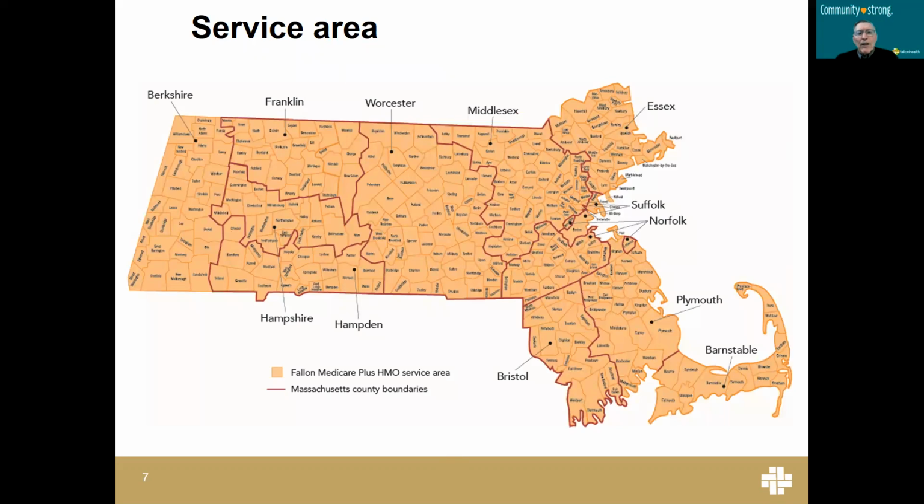The Fallon Medicare Plus service area includes all of Massachusetts except Dukes and Nantucket counties.